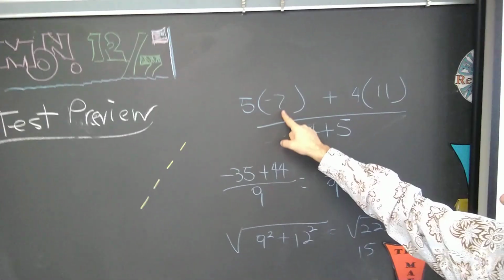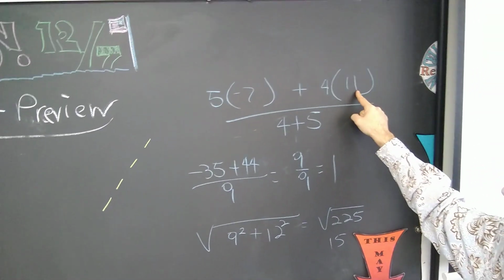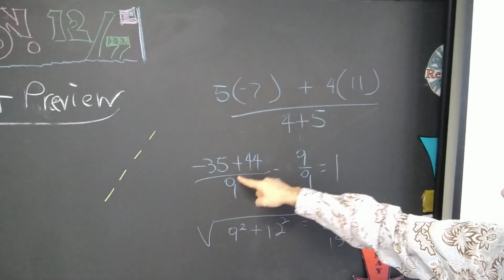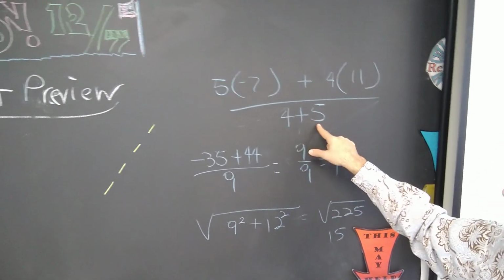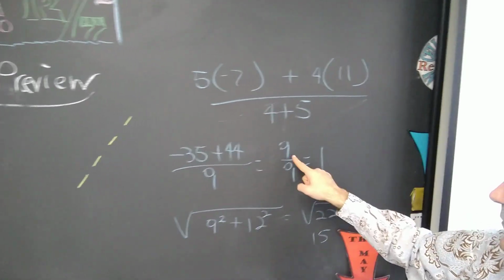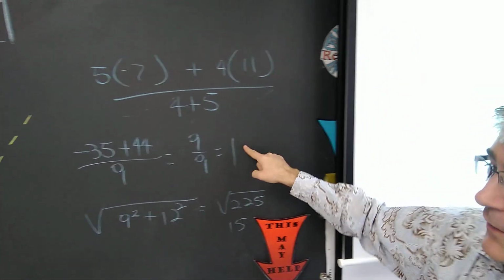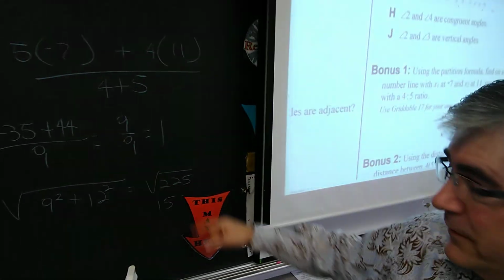We took the first point, -7, the second point, 11. That gave us a -35 and a 44. Then we took the partition 4 and 5, added them together, 9. 9 divided by 9 is 1. And that's the way we did that one.